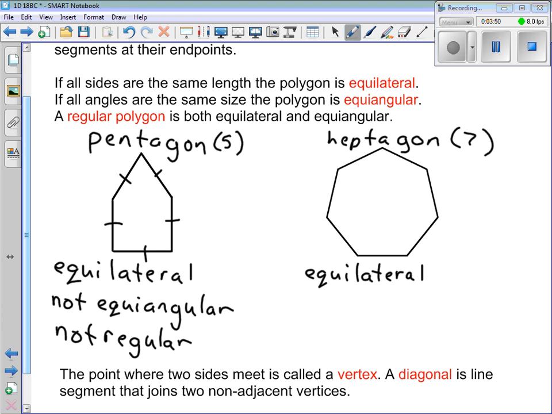Okay. What about equiangular? What do you think, Liam? Equiangular? Yes? No? Oh, this one over here. Yeah, that's equiangular. So if it is both equilateral and equiangular, what can we call it? We can say that it is a regular polygon.